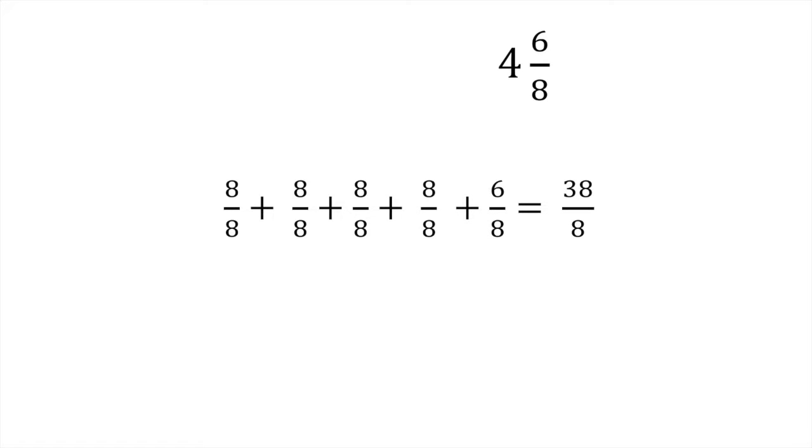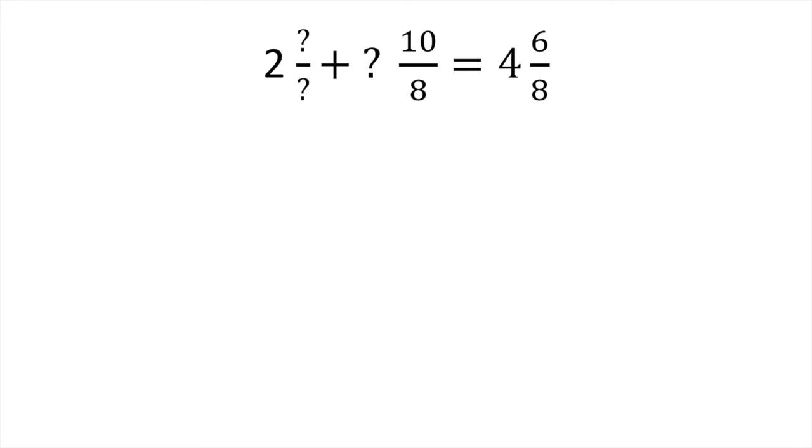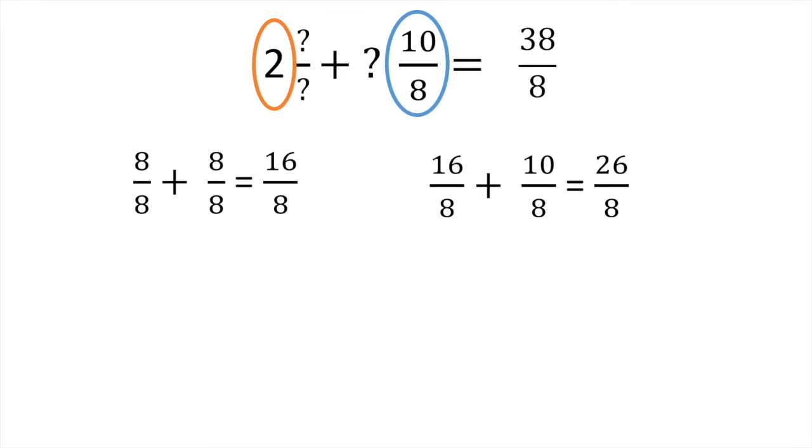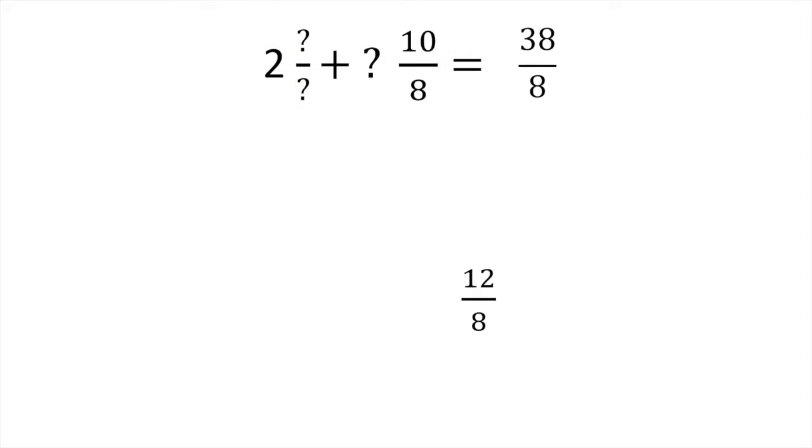We can then begin to convert the given parts of the problem as well. I know that 2 is the same as 16/8. And I don't need to convert the 10/8 given, but I can add it to the 16/8 that gives me 26/8. Now I can use what I know about the relationship between addition and subtraction and subtract the 26/8 from the 38/8. That leaves me with 12/8, which is what's missing from the problem.